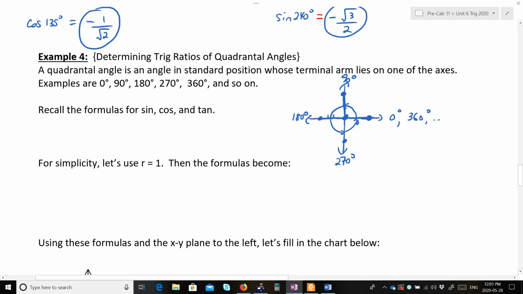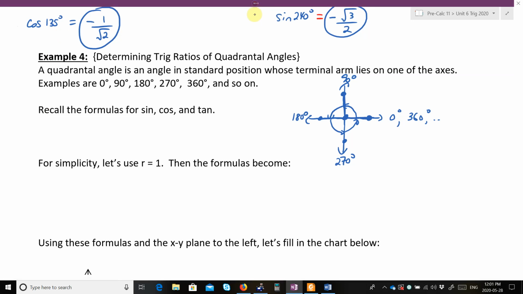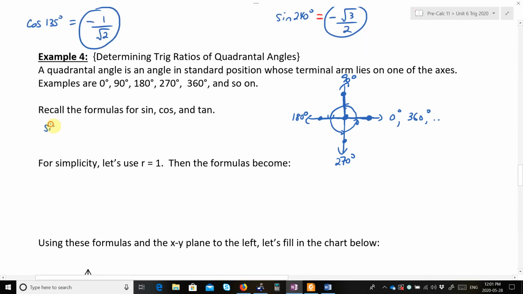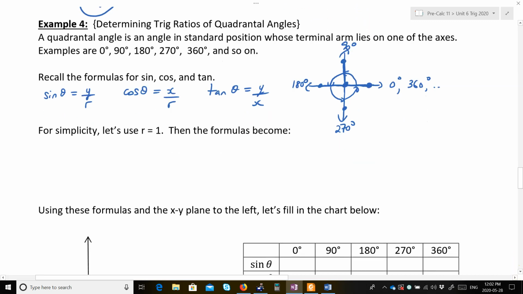Okay, so those are quadrantal angles. And so what we're going to do here is recall the formulas for sine, cos, and tan. Sine theta is equal to y over r. Cos theta is equal to x over r. And tan theta is equal to y over x. And for simplicity, let's use a radius of 1.